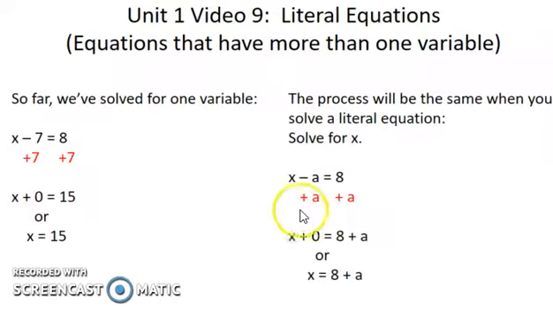So now I get x plus 0 because this minus a plus a became a 0. But I cannot combine 8 and a. I don't know what a is yet. So I'm going to leave it as 8 plus a. So my final answer is going to be x equals 8 plus a.